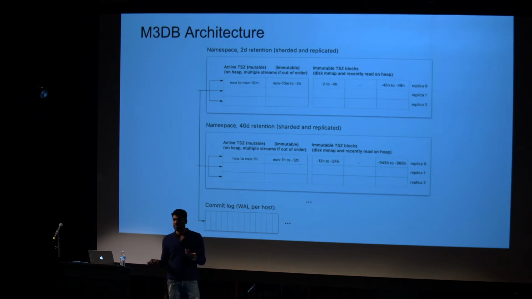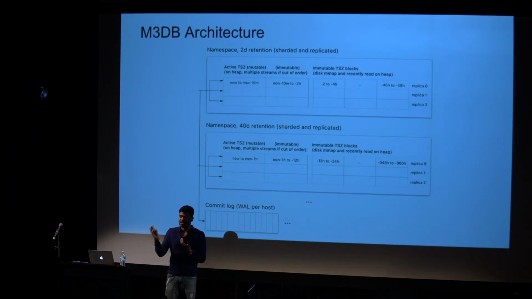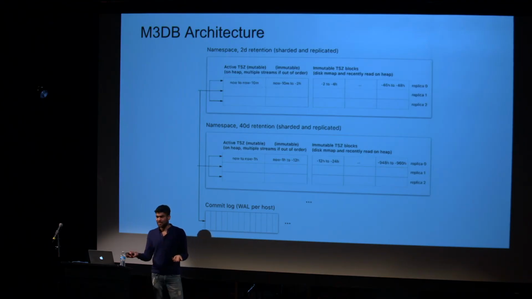And for durability, we also write each write to a commit log. It's basically a write-ahead log. So if your database comes up, you get a write, it's in memory, and the node goes down, you don't lose any writes because all your writes are persisted into your commit log.